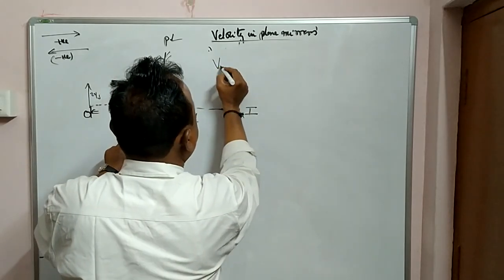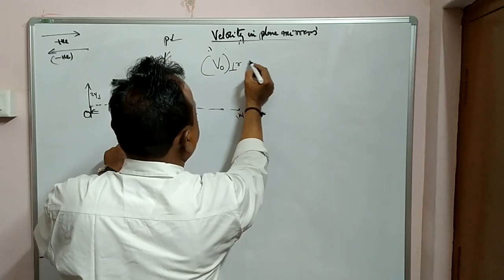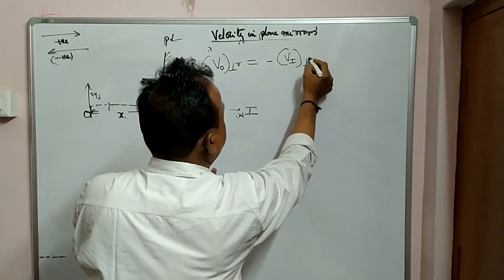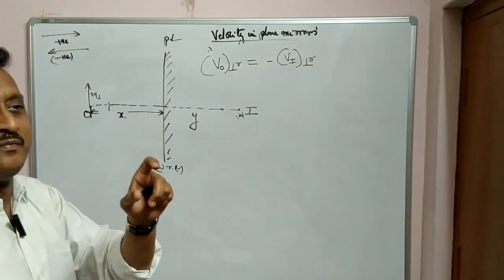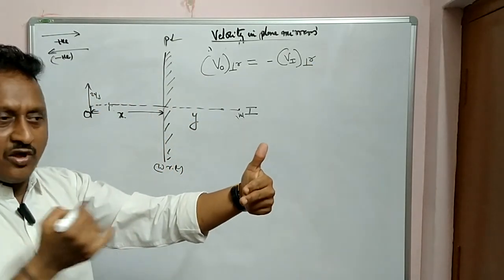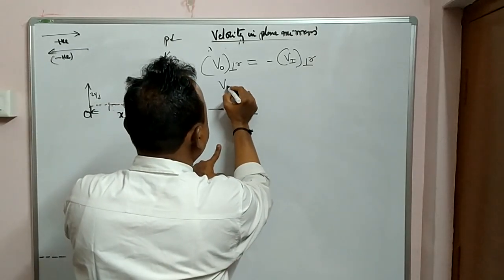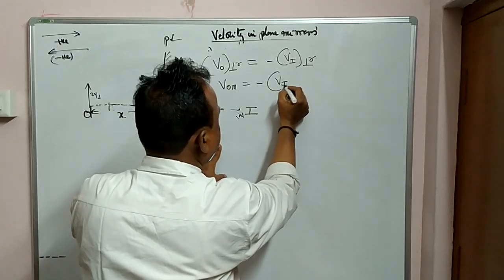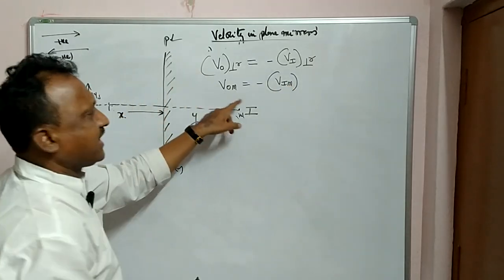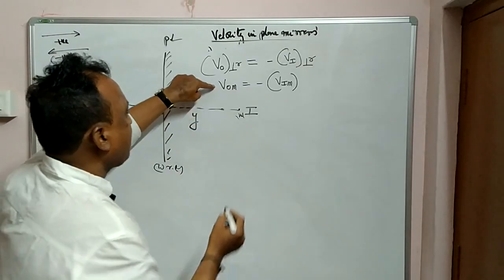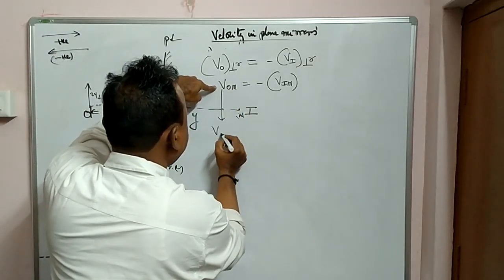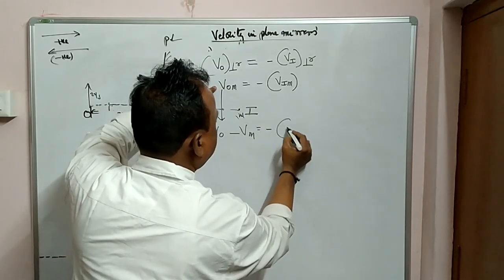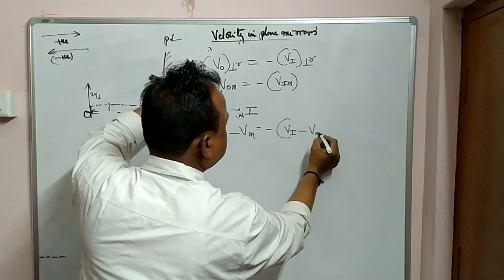In the perpendicular direction, the velocity of the object is equal to minus the velocity of the image. But this is with respect to the mirror. With respect to the mirror, the object is moving. So the velocity of the object with respect to the mirror is equal to minus the velocity of the image with respect to the mirror, just like the relative velocity concept in first year kinematics. So this I can write as the velocity of the object minus the velocity of the mirror is equal to minus of the velocity of the image minus the velocity of the mirror.